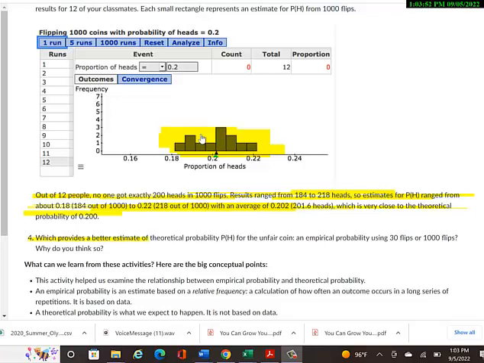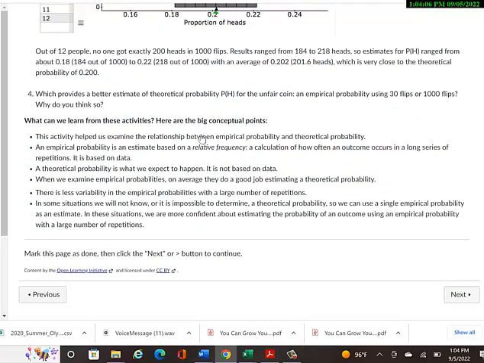Which of those provides a better estimate of theoretical probability for the unfair coin? An empirical probability using 30 flips or 1,000 flips. Why do you think so? So what we'll learn from these activities, let's see. Here are the big conceptual points. So you'll write up what you thought in those last problems, all the questions that were asked before.